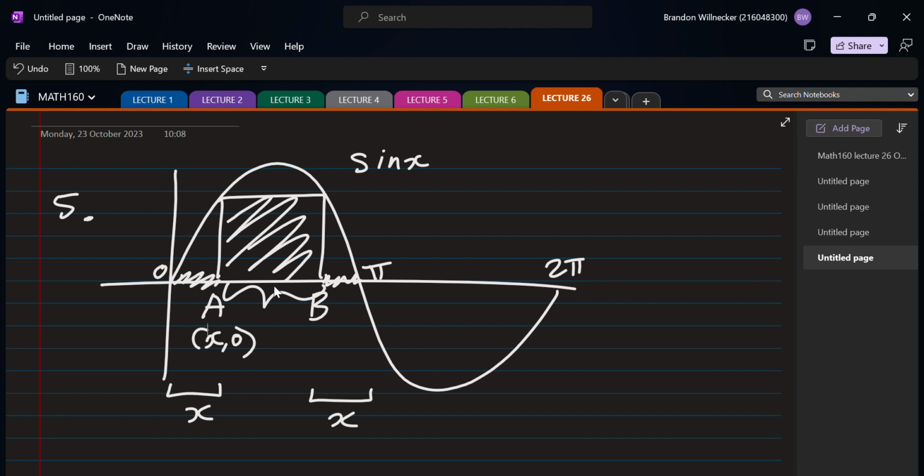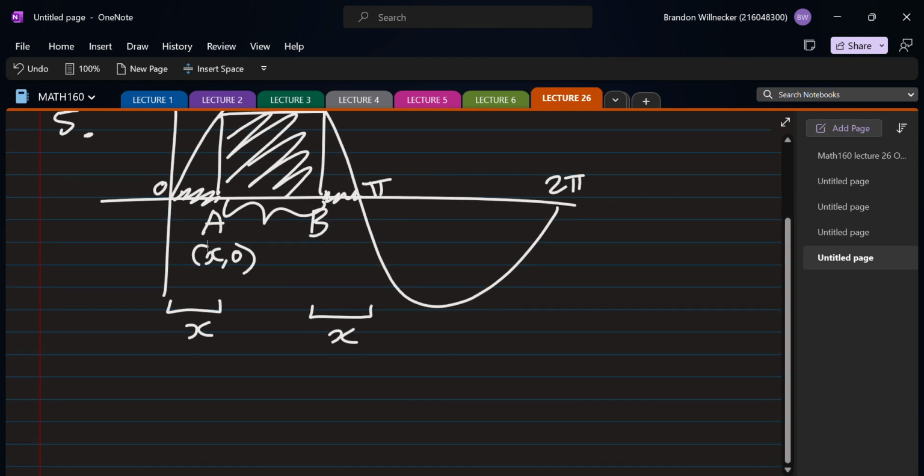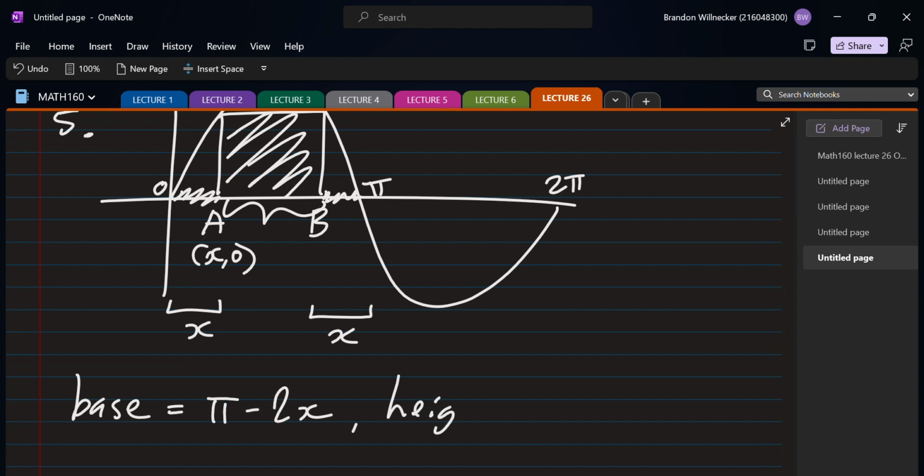Okay, and then the height, that's the function value at x, or at a, or the function at b. It's the same, right? Because this top line must be parallel to this bottom line for it to be a rectangle. Okay, so the height is sine x, and the base is pi minus 2x. So base, pi minus 2x, and height, that must be sine x.